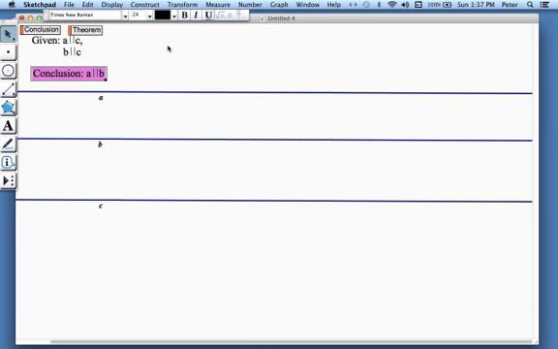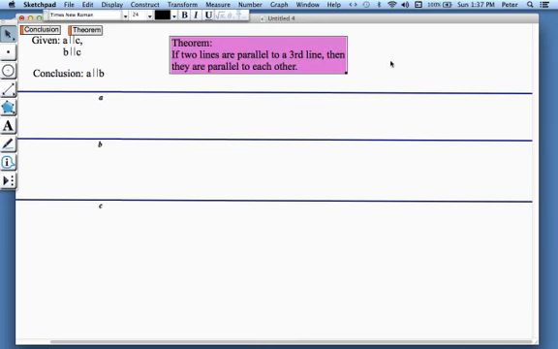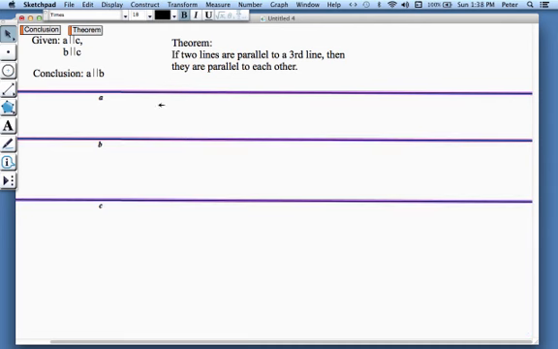Okay, it's a little bit like the transitive property, but since we're not dealing with equality, we can't call it a transitive property. So if you guessed that or concluded that A was parallel to B, you're right. And the theorem, which we'll do without proof because it's kind of self-evident, is that if two lines are parallel to a third line, then they are parallel to each other. So if A is parallel to C and B is parallel to C, then A must be parallel to B.